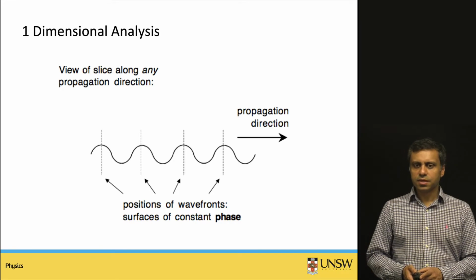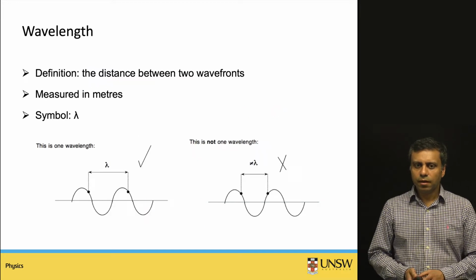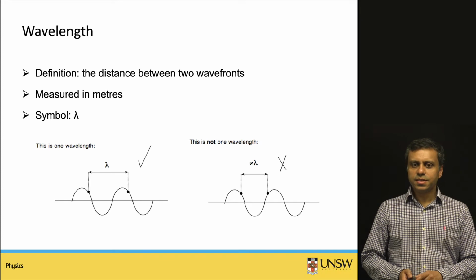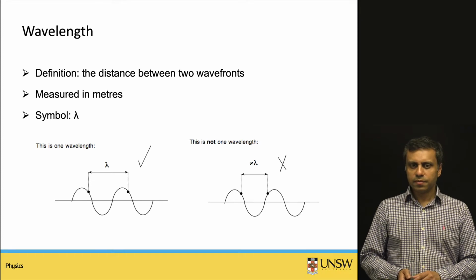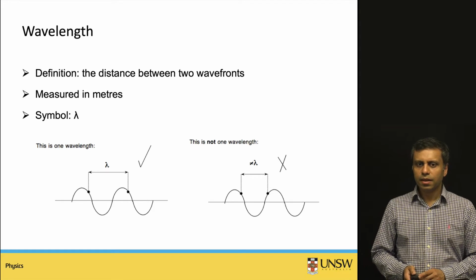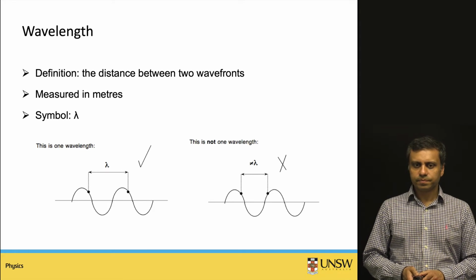So the phase is constant. We say the phase is constant. Now this brings us to the definition of wavelength. So this is defined as the distance between two wavefronts. This is measured in meters. Wavelength is in meters and has the symbol lambda.